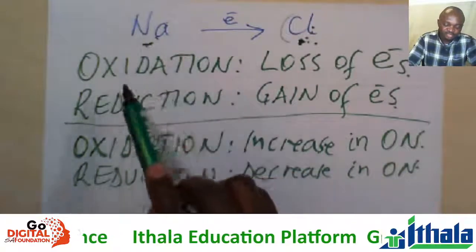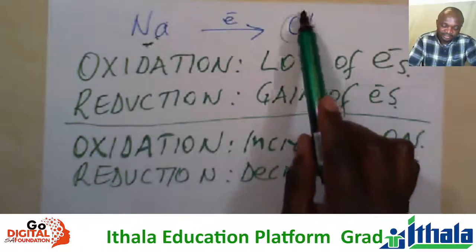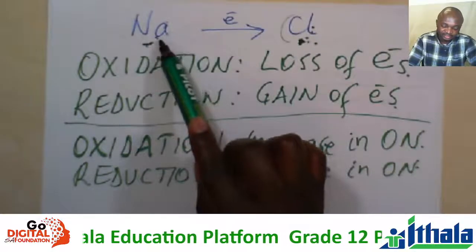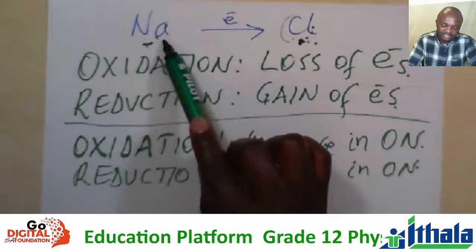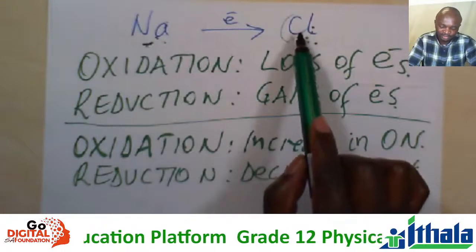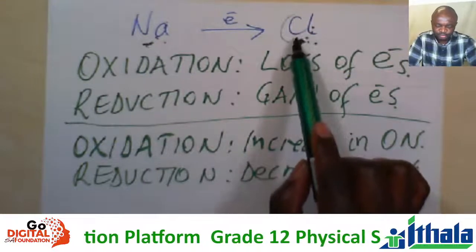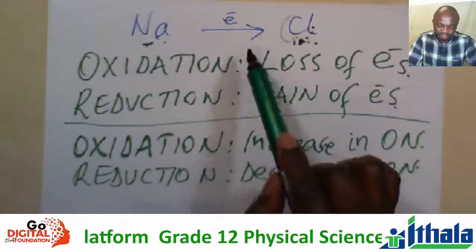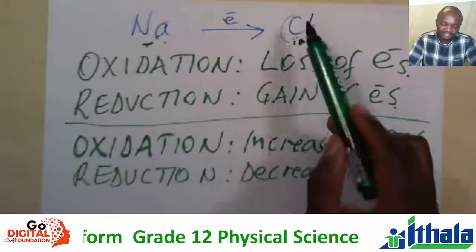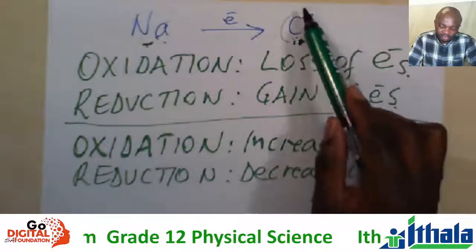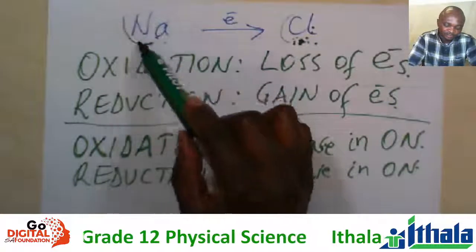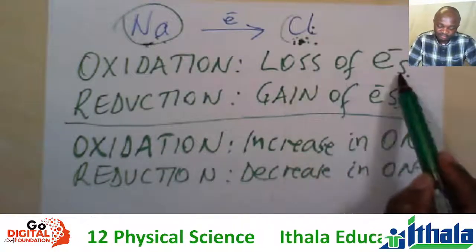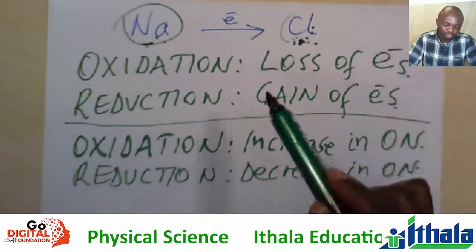A reducing agent, in this case, sodium, is oxidized. Chlorine is reduced, kusho ukuthi it is the oxidizing agent. So you can define it in that manner. A reducing agent is sodium. It is oxidized, and oxidation is the loss of electrons. Right? So you can define it.